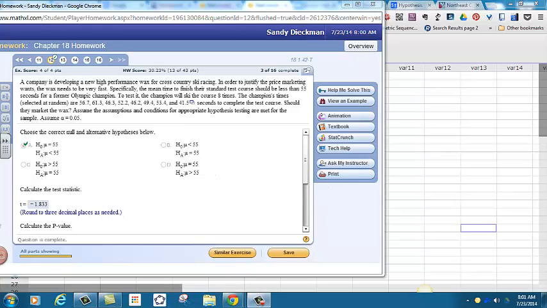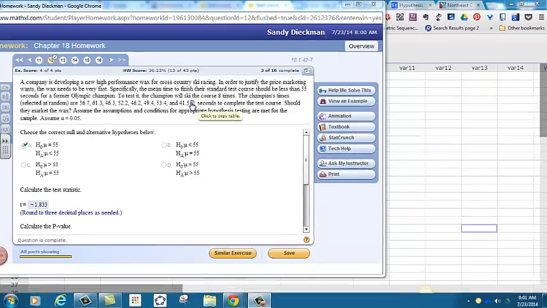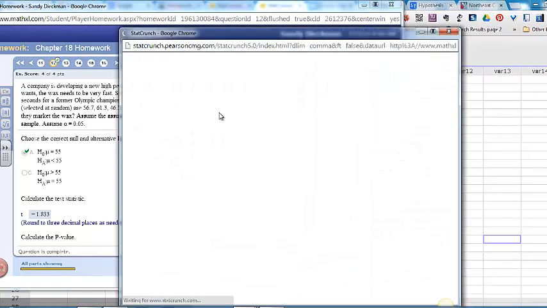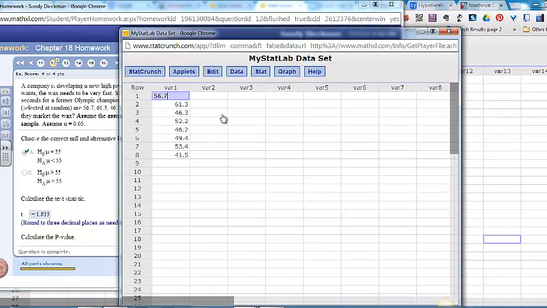Then the next thing I'm going to do is calculate the test stat. You see I have the test stat in here already, and I'm going to show you how I calculated it. We could do this by hand, or use a graphing calculator, but I think for this particular problem the easiest way is to use StatCrunch. I need to find the sample mean and the sample standard deviation. If you click on the little icon and choose open in StatCrunch, it should take the data and put it into StatCrunch.